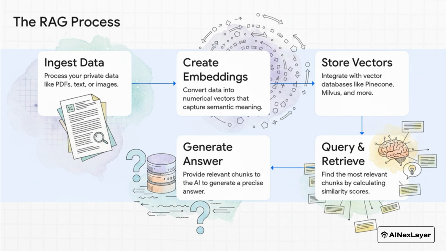First, you ingest your private data, like a PDF. Then you create embeddings, turning all that content into those numerical vectors. You store those vectors in a special database. When you ask a question, your question also gets turned into a vector, and the system finds the most similar data chunks. Finally, that retrieved context gets handed to the AI model so it can generate a really precise, informed answer.